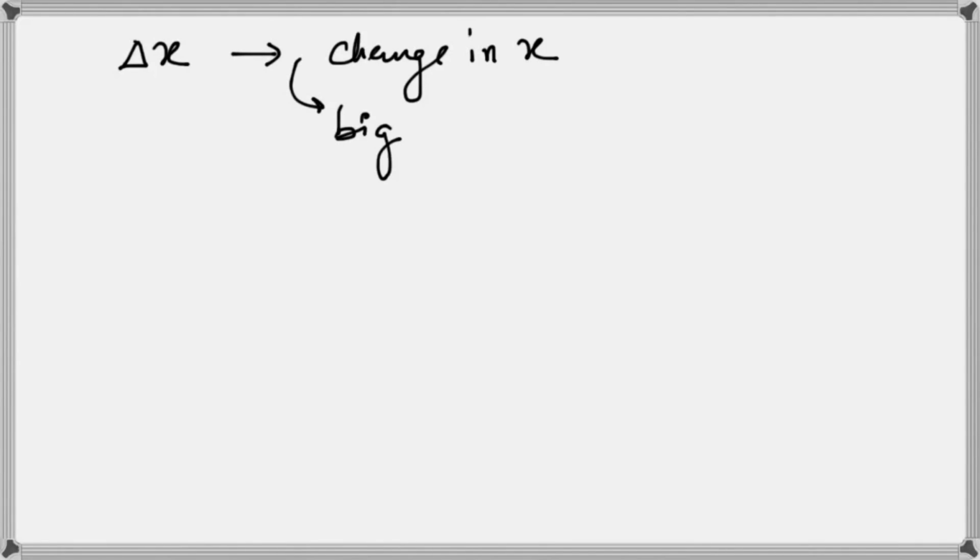For example, if I have something like this, delta x, what does this mean? It means change in x. What kind of change? Big change in x.